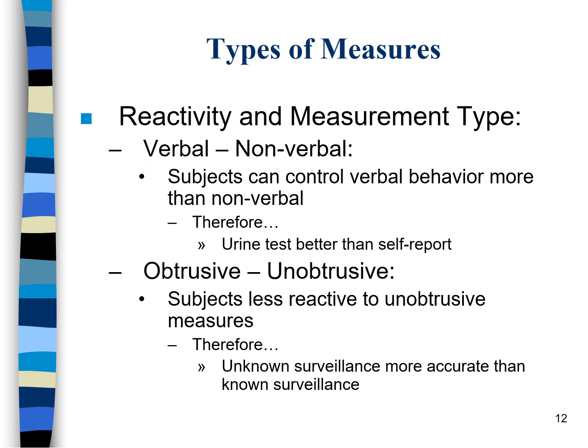But obviously when it comes to the ethical side, it's a lot easier to get IRB approval for a survey that simply asks people about their drug and alcohol consumption, as opposed to asking them to submit to urine tests. And the same thing goes for obtrusive versus unobtrusive. Obviously, subjects are not going to be as reactive to unobtrusive measures because they don't know that they're being measured. So unknown surveillance, if we want to do observational research, is going to be more accurate than when people know that they're being watched, right?